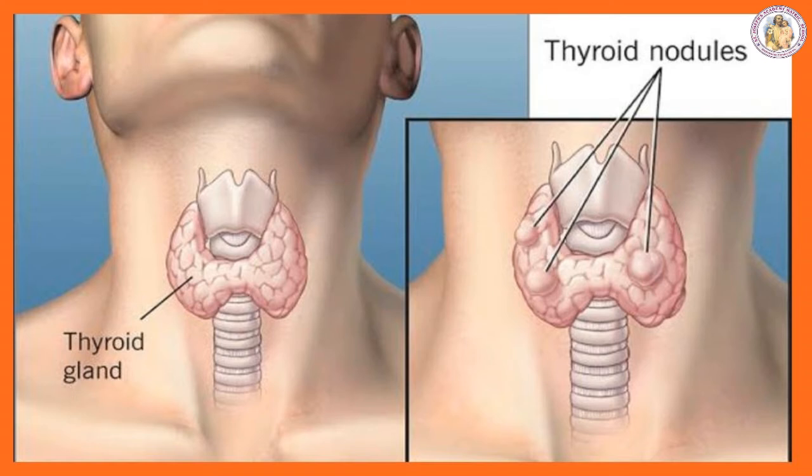These hormones are secreted by the thyroid gland as triiodothyronine, that is T3. Next, the second one is tetraiodothyronine, that is T4. T3 and T4, these are the two hormones secreted by the thyroid gland.